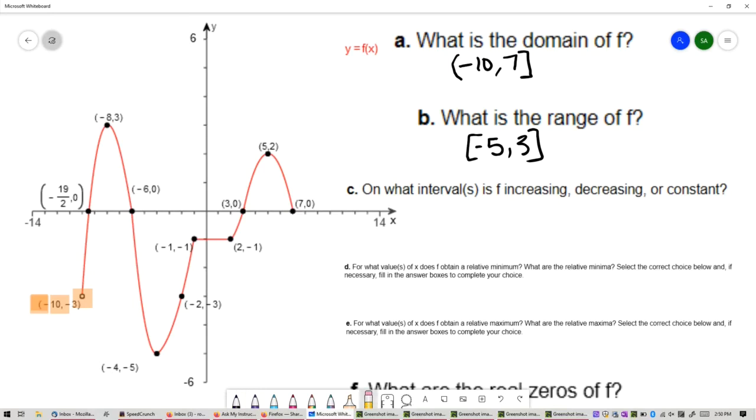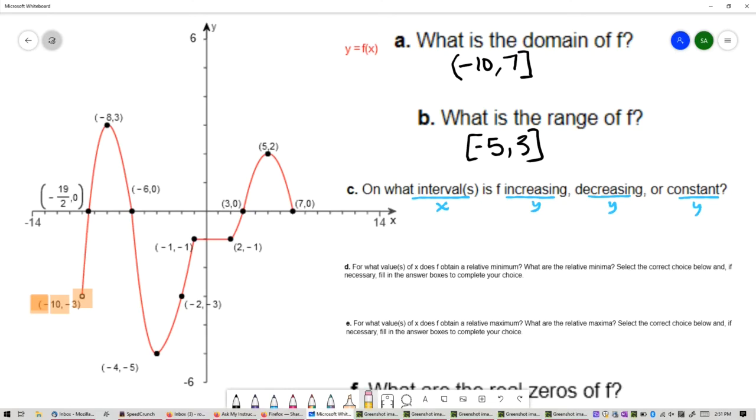So the next part is asking for intervals of increasing, decreasing, and constant. These words, increasing, decreasing, and constant, are describing y, but the intervals that we want to write down are x intervals. So first I'm going to identify the different pieces of the graph that are increasing, decreasing, and constant, and then we'll write down the intervals.